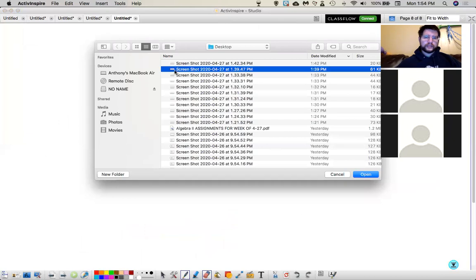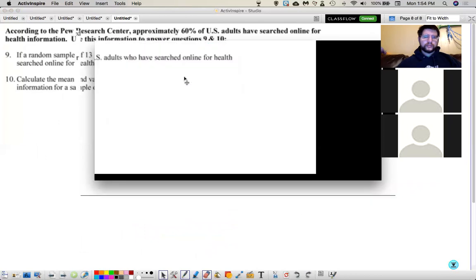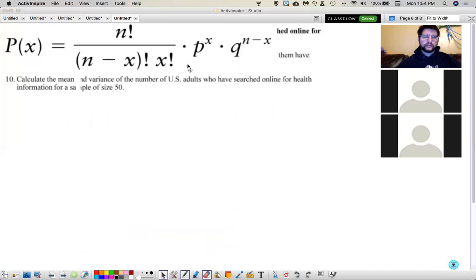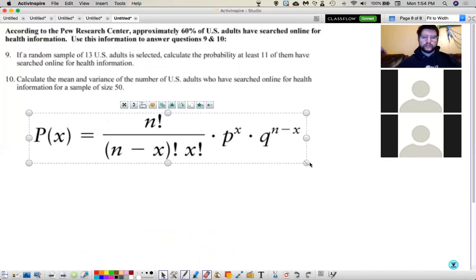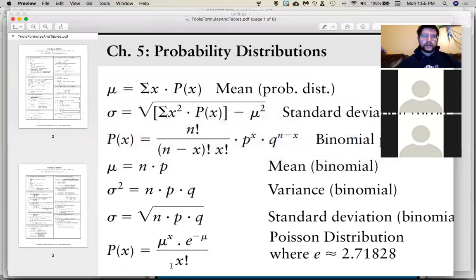Look at number 10, see what it says. Might call it a day after that. No, where was that information? There it is. Let's see, calculate the mean and variance. Oh, I don't do that. The number of U.S. adults who have searched for online health information for Central City. Oh, okay. So this is a lot easier, like totally way easier. Grab your formula sheet. We need the mean and the variance. Oh, look, there it is. It even says mean and variance of binomial.